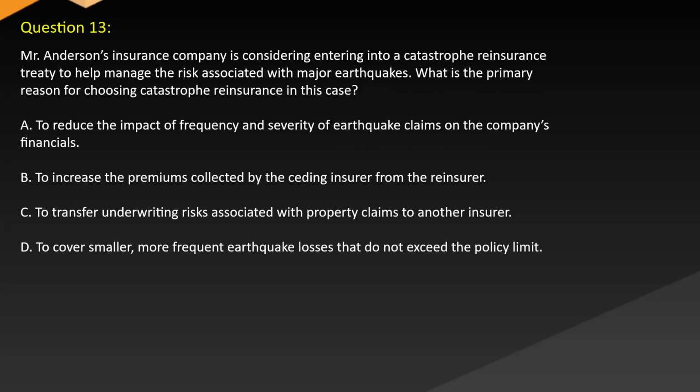Question 13. Mr. Anderson's insurance company is considering entering into a catastrophe reinsurance treaty to help manage the risk associated with major earthquakes. What is the primary reason for choosing catastrophe reinsurance in this case? A. To reduce the impact of frequency and severity of earthquake claims on the company's financials. B. To increase the premiums collected by the ceding insurer from the reinsurer. C. To transfer underwriting risks associated with property claims to another insurer. D. To cover smaller, more frequent earthquake losses that do not exceed the policy limit.